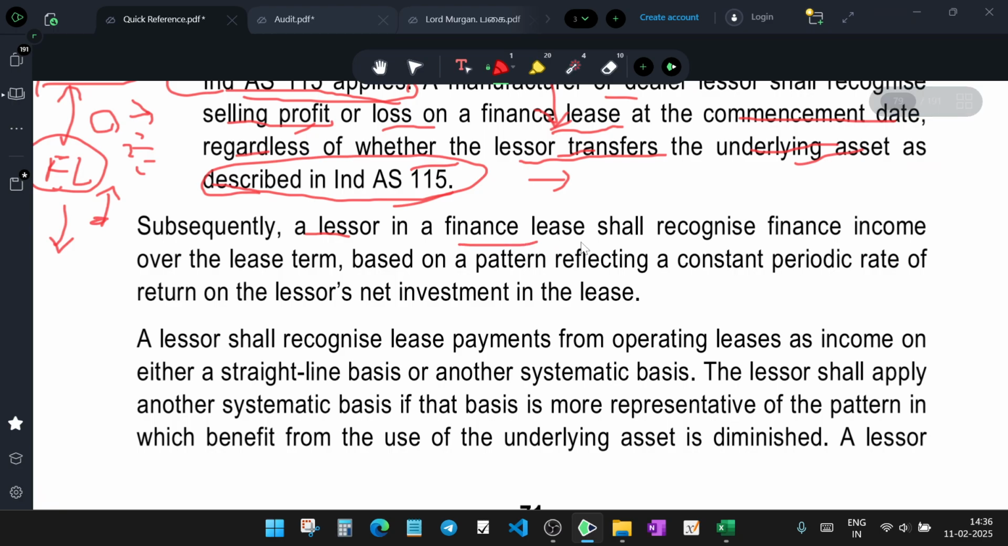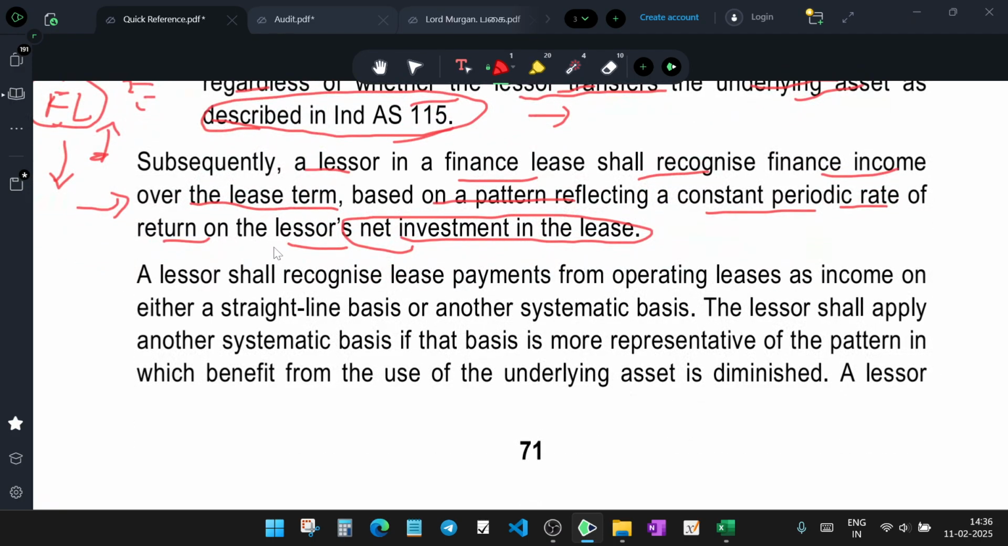Subsequently, lessors of finance leases shall recognize finance income over the lease term based on a pattern reflecting a constant periodic rate of return on the lessor's net investment in the lease. Sometimes the rate may change, and accordingly they should subsequently change the revenue based on the income. Lessors shall recognize lease payments for operating leases as income on either a straight-line basis or another systematic basis.